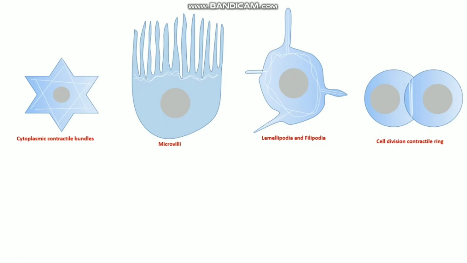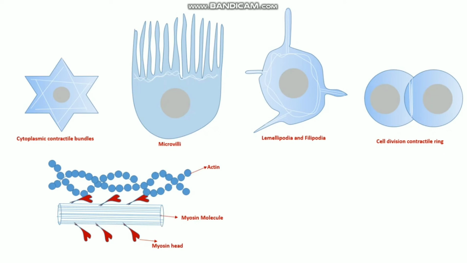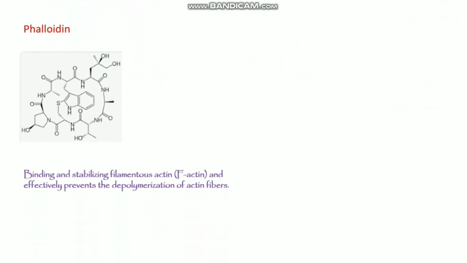And also, like in skeletal muscles, actin filaments slide along filaments of another protein called myosin. And this myosin has two different structures, the myosin molecule and the myosin head. And the function of this myosin is to make the cells contract. So next is phalloidin.